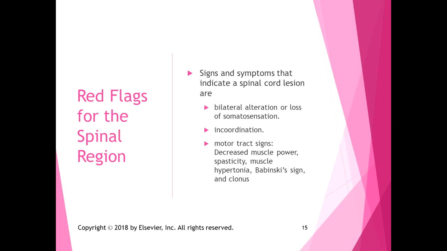So red flags for the spinal region, signs and symptoms that indicate a spinal cord lesion are bilateral alteration or loss of somatosensation, incoordination, and decreased muscle power, spasticity, muscle hypertonia, and positive Babinski's sign, and clonus. So there's a potential for a spinal cord lesion when you see those signs.